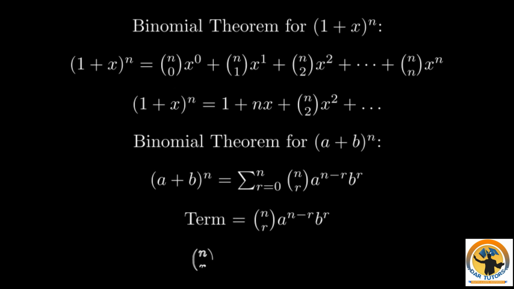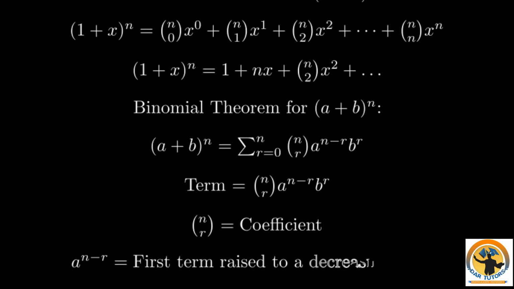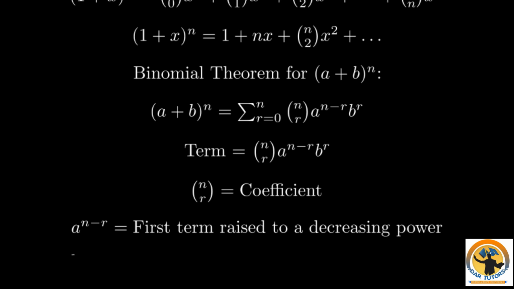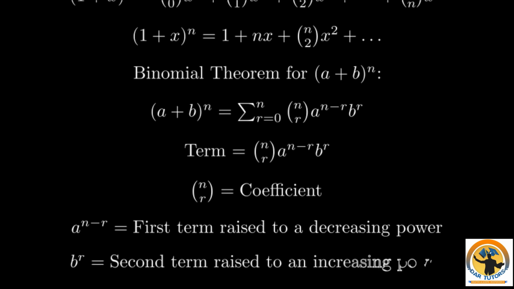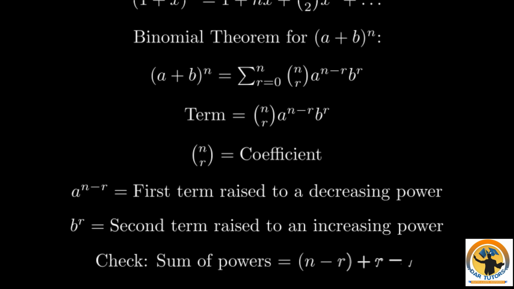The term n choose r is the coefficient. The term a to the n minus r is the first part of the binomial raised to a decreasing power, and the term b to the r is the second part of the binomial raised to an increasing power. A key point to notice is that the sum of the powers in each term, n minus r plus r, always equals n. This is a great way to check your work.